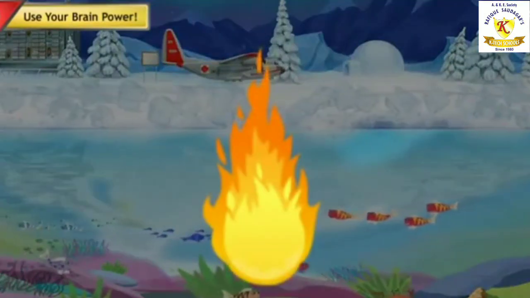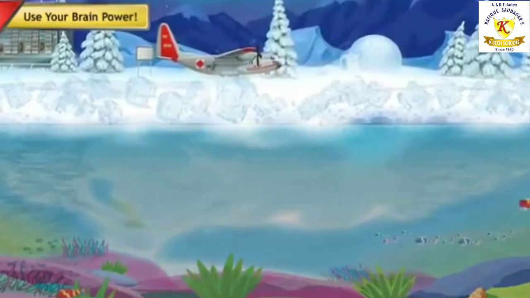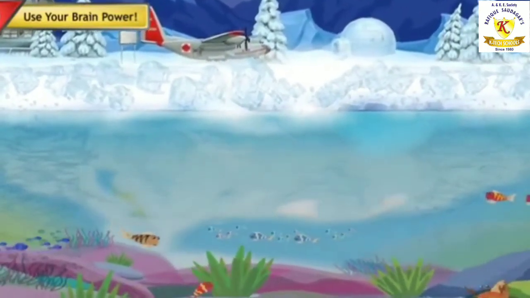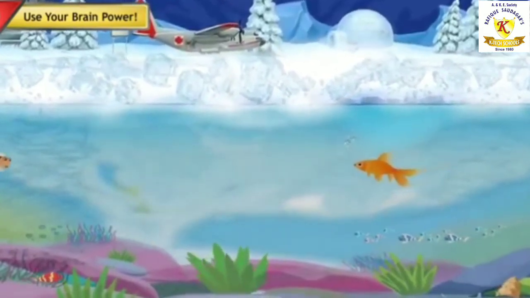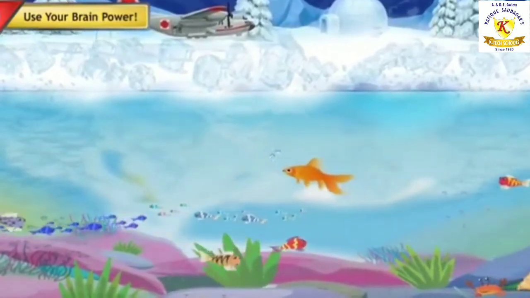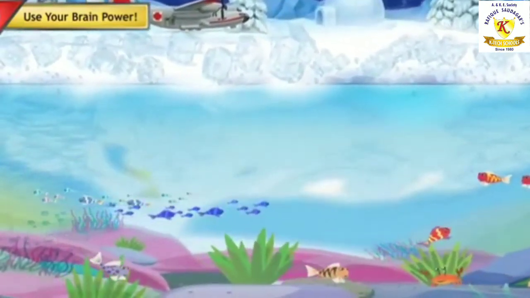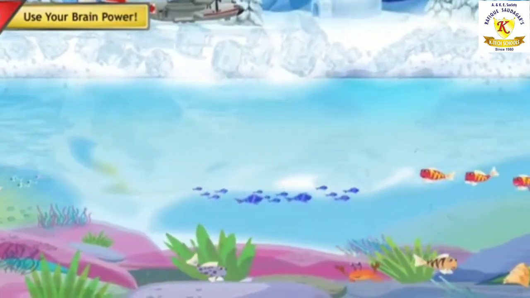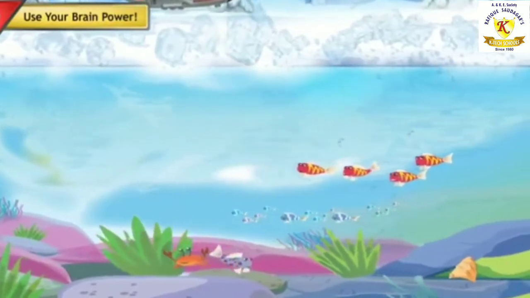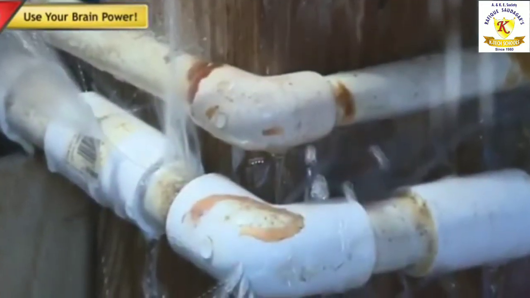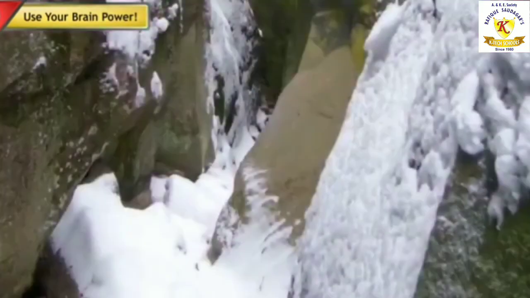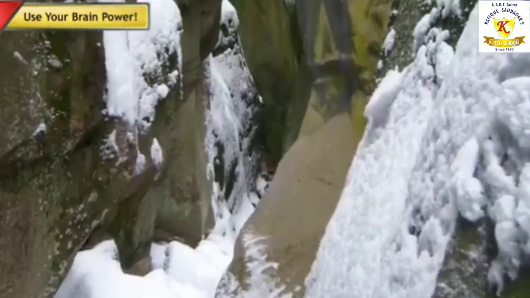Ice is a bad conductor of heat. Hence, the layer of ice at the surface does not allow transfer of heat from the water to the atmosphere. As the water below the layer of ice remains at 4 degrees Celsius, fish and other aquatic animals and plants can survive in it. Got it?